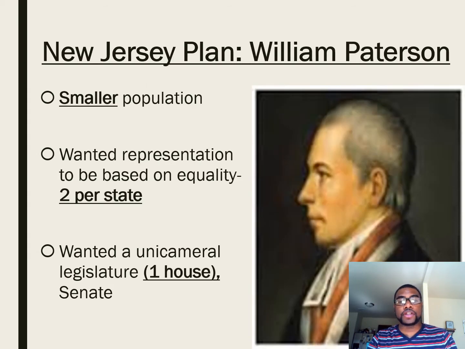All right, the New Jersey Plan was created by William Patterson. This favored a smaller population, and they wanted representation to be based on equality, two per state. They wanted a unicameral legislature, which means they wanted one house, and that one house that they wanted was the Senate.